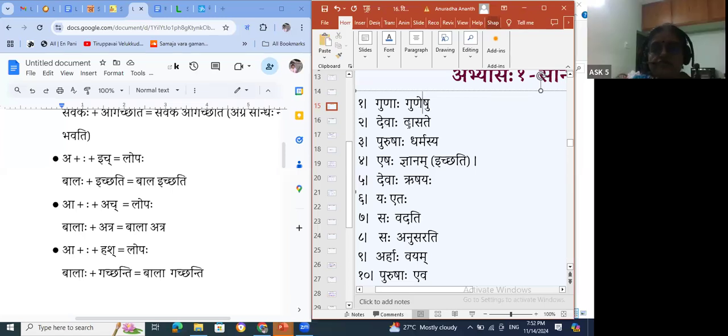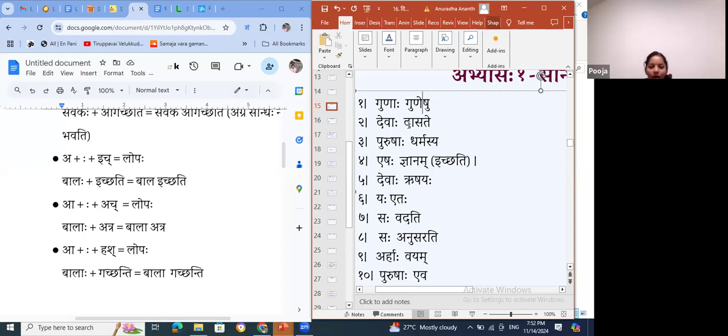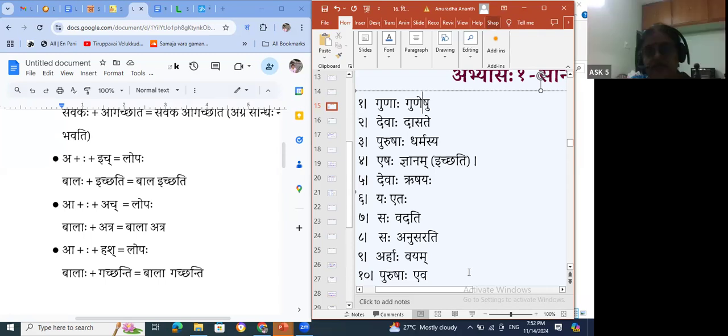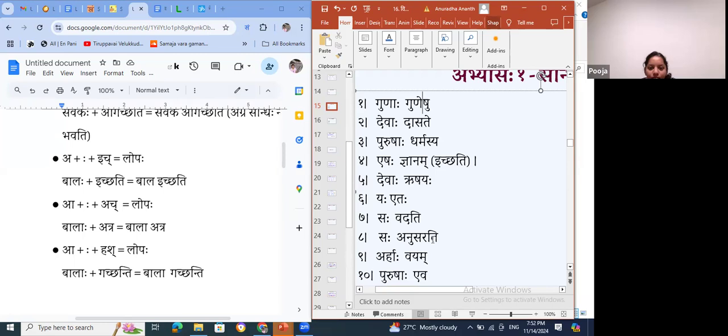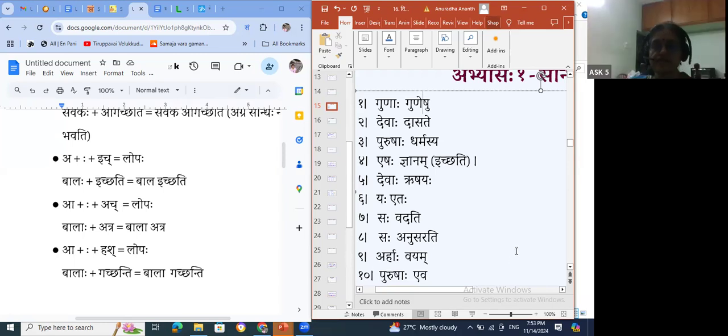Similarly, the second one. A plus visarga plus. Deva dasati. Deva dasita. Because again, it is a plus visarga plus hush. Then next, Radhika Mahoday.